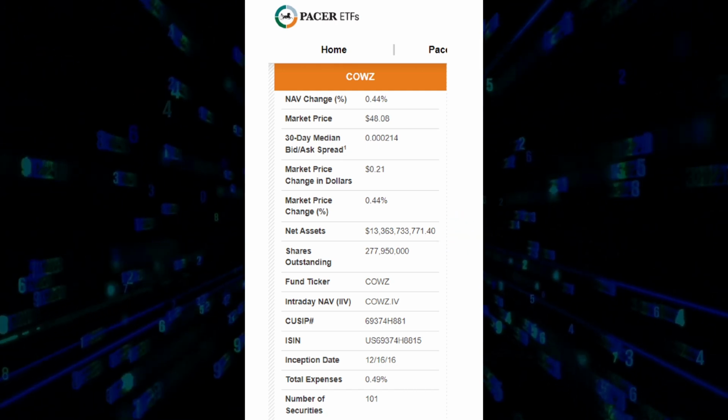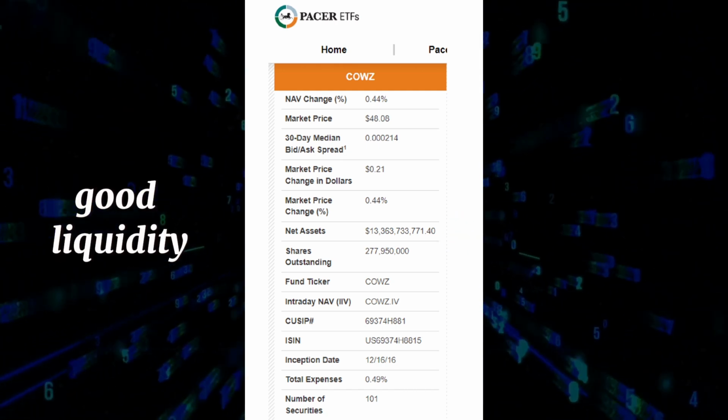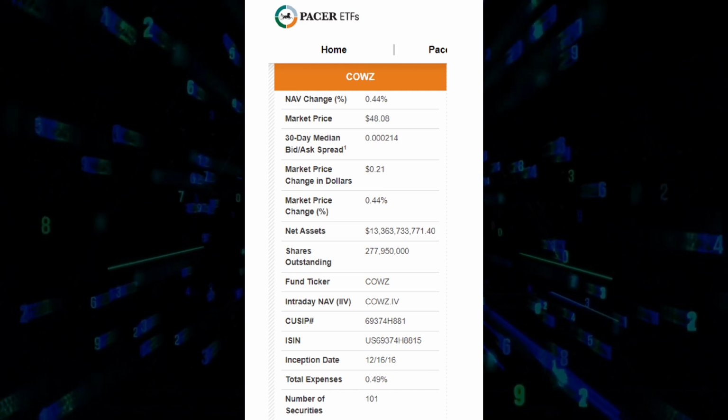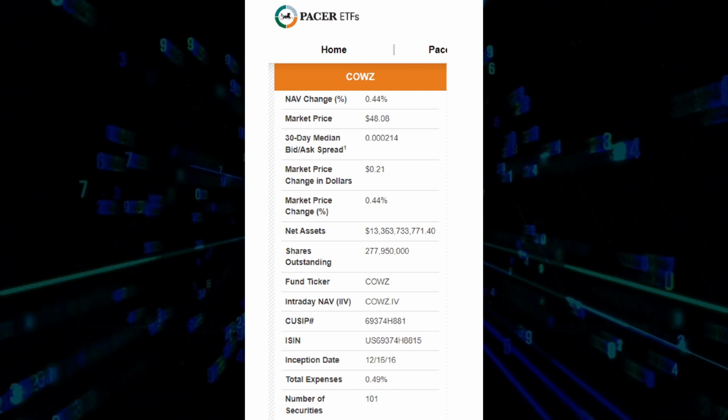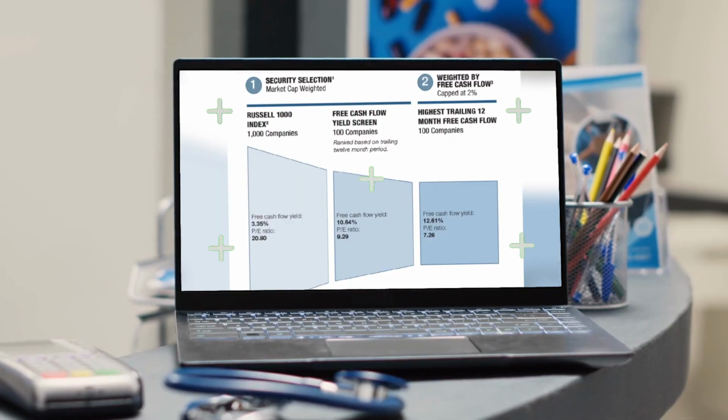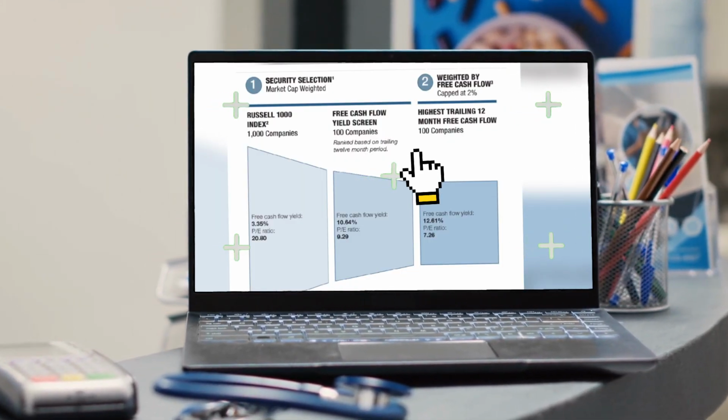A high amount of assets under management indicates good liquidity, which benefits investors by providing tighter bid-to-ask spreads and fair pricing when buying or selling shares. COWZ tracks an index of companies selected from the Russell 1000 Index.